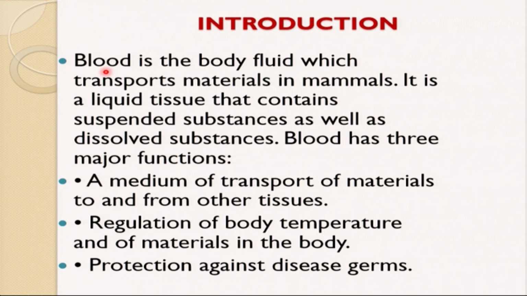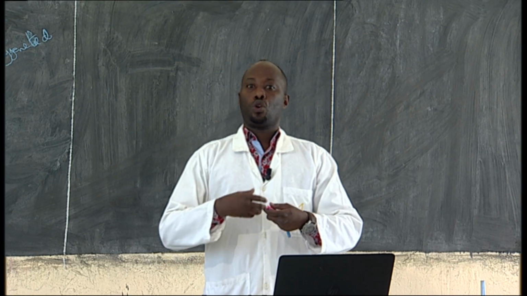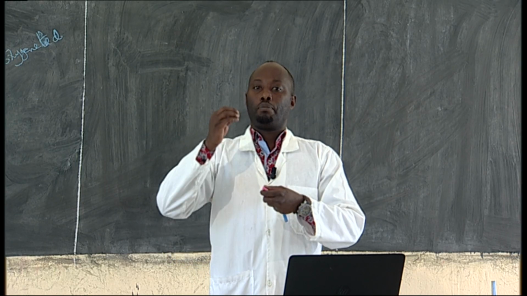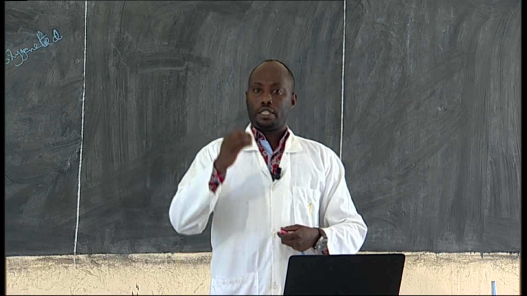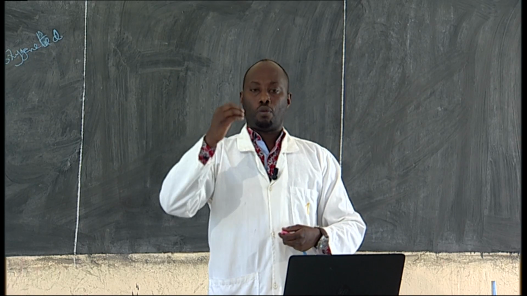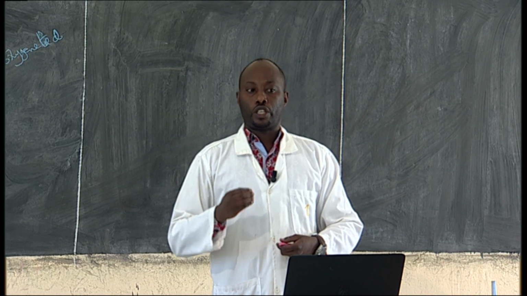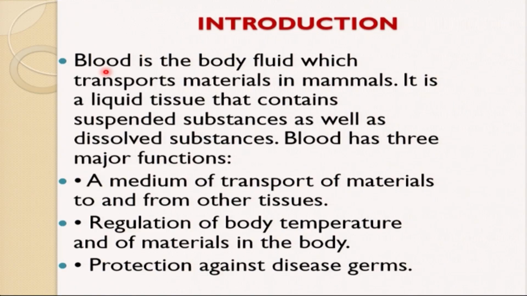It contains suspended substances. It also contains dissolved substances. Blood has three major functions. Let's think about what the major functions of blood are. One function of blood is to be a medium of transport of material to and from other tissues.